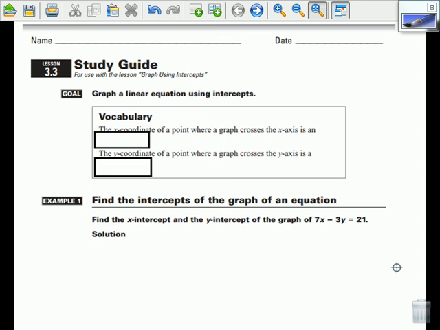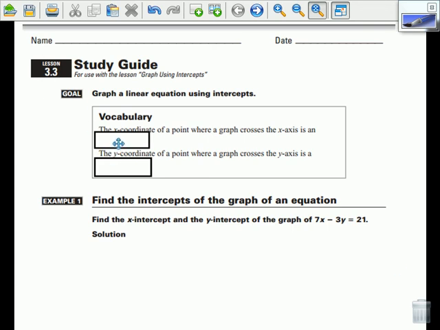Lesson 3.3 is graphing linear equations using the intercepts. Previously, you graphed by making a table where you got to choose your own domain, or in some cases, they limited or restricted the domain, and then you had to end up restricting the range. Here, though, like I said before, we're going to graph using the x and the y-intercept.